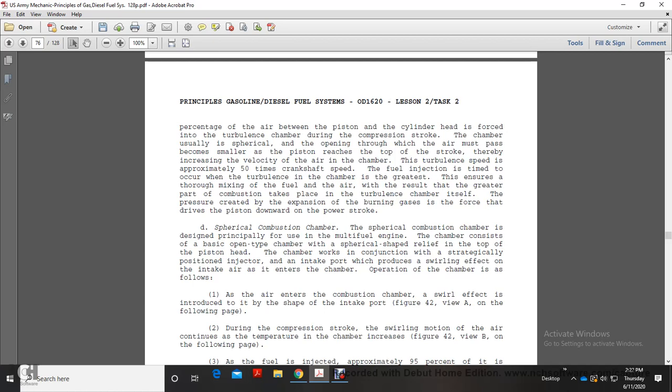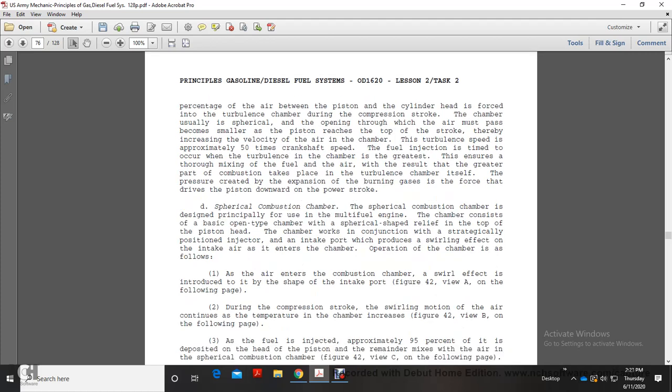The turbulence speed reaches approximately 50 times the crankshaft speed. The fuel injection is timed to occur with the turbulence in the chamber, which ensures thorough mixing of the fuel and the air. As a result, the greater part of the combustion takes place within the turbulence chamber itself. The pressure created by the expansion of the burning gas is the force that drives the piston downward on the power stroke.